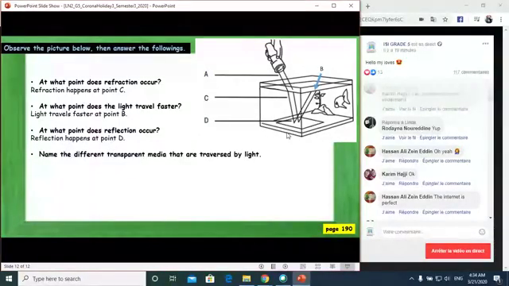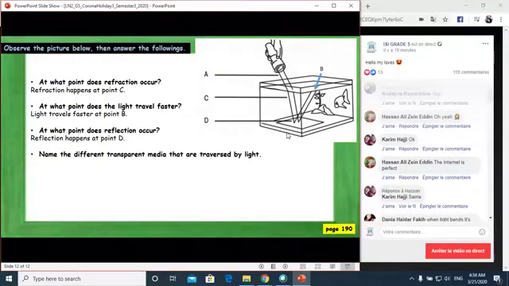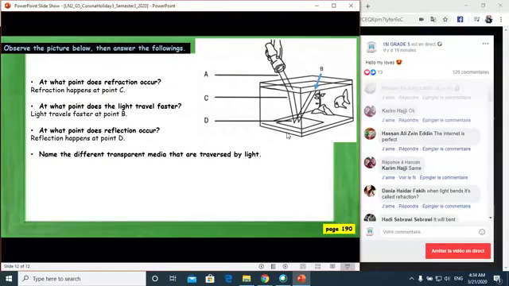What are the different transparent media that are traversed by light? Light can move through the air and it can also travel through the water. So the two transparent media where light moves are the air and the water.